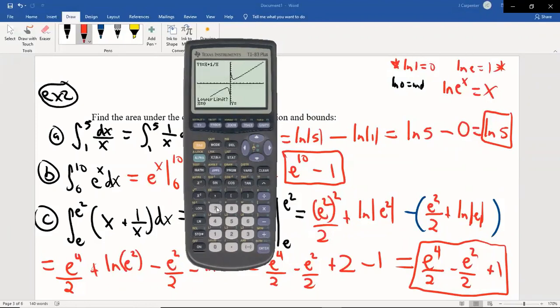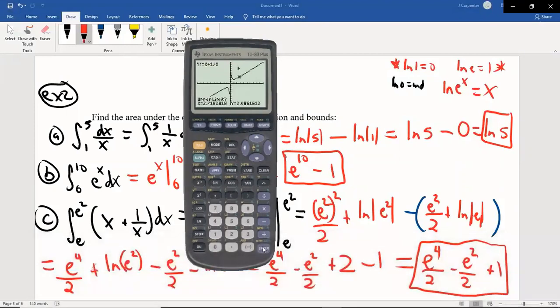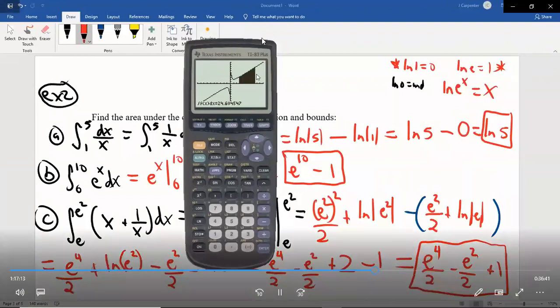So if we do number 7, it asks you to type the lower and upper limits. So that's where we're going to type the e and the e squared. That's kind of a pain, but you still can do it. Here's my e. There's my lower limit of e. My upper limit, I got to type second e squared, close parentheses, hit enter. It actually shades it, showing you what area it's representing.